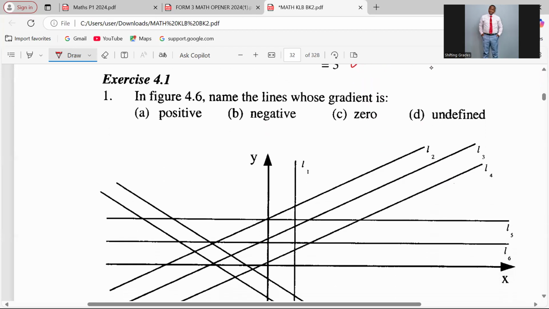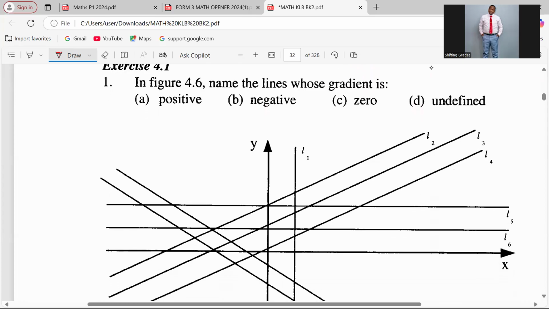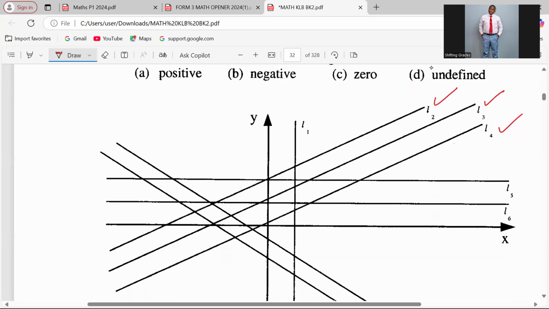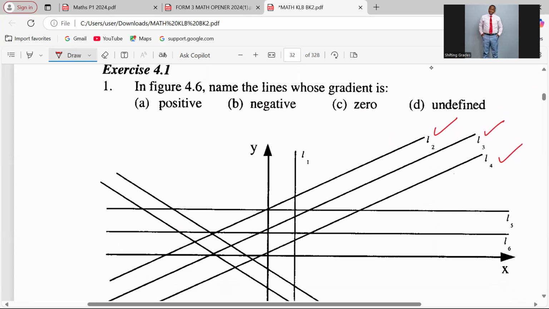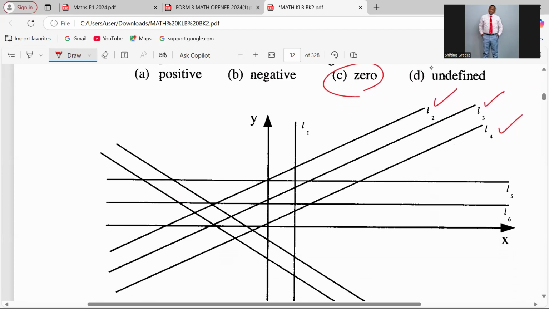In the figure below, name the lines whose gradient is positive, negative, 0, and undefined. Positive gradients, L2, L3, L4. We know that when the line is horizontal, the gradient is equal to 0. Therefore, L5 and L6 will have a gradient equivalent to 0.